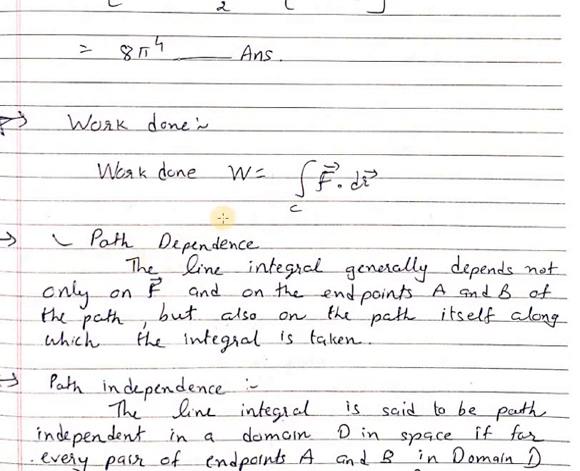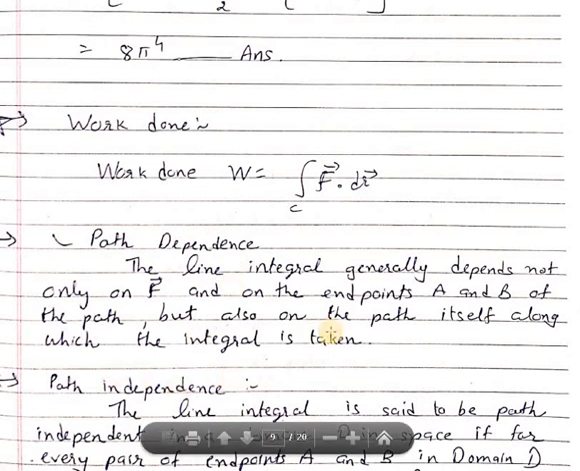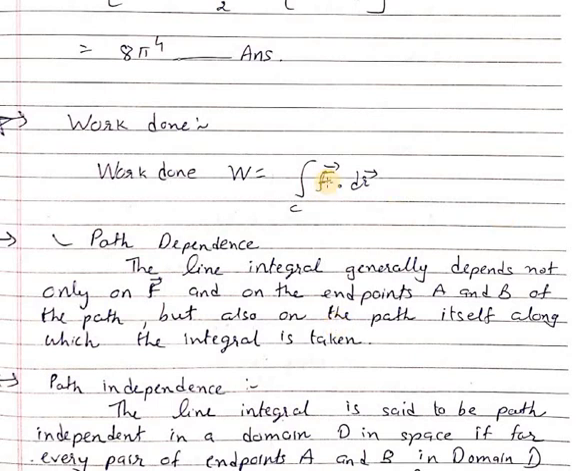So there are two types in line integration. One is path dependent, the second one is path independent. Generally your line integration depends on the vector field F̄ as well as the position vector, and also it depends on the curve along which we are going to find the integration.